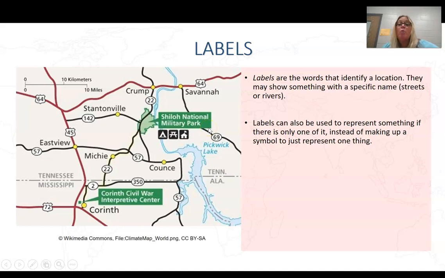So labels are words that identify locations. They show something with a specific name. They can also represent something that might be the only one of that. So there may only be one military park in this area. So rather than making a symbol for it, they simply label that item.